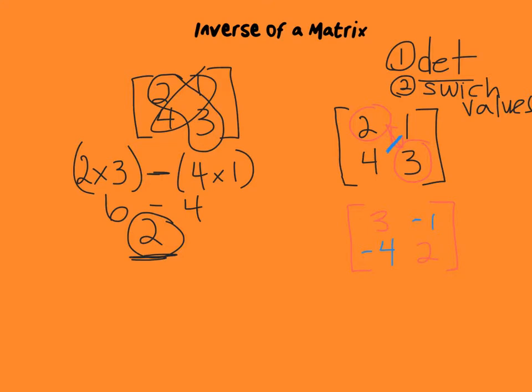Please take a minute to pause and write this down. Step number 2 of finding the inverse of a matrix is to interchange the first and the last, and for the middle, the two inner numbers, like the 4 and the 1, you just change the sign. So if it was negative, it turns positive, and if it's positive, it turns negative.